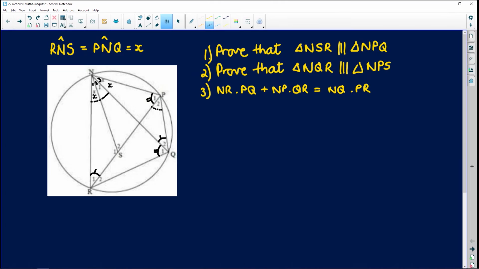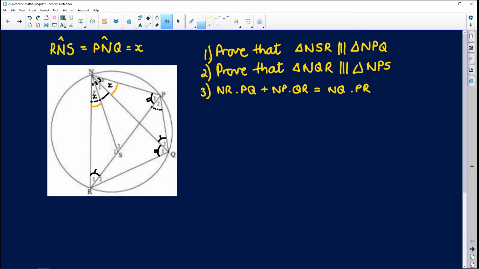Okay, so we've read that all of this is a cyclic quad. They've also told us that RNS, now I numbered it as N1, is equal to PNQ, which is N3 in my case here, and they're both equal to X. So I have that this angle here, I'm going to change color, is equal to that angle over there. When I use another color, I don't have to use different symbols, folks. That's what's so nice about this.